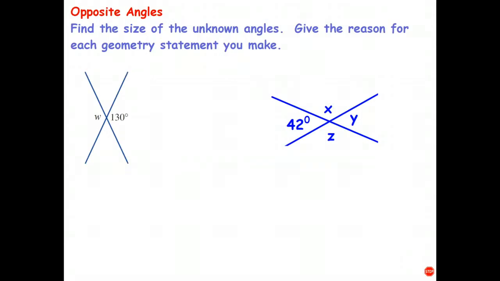Okay, I'll do one and you can do one. So here we have opposite angles, or vertically opposite angles, and the setting out for this couldn't be much easier. W equals 130 degrees. There's no equation to solve. And the justification for that is opposite angles are equal. Okay, you go ahead and have a go with this next question, please.